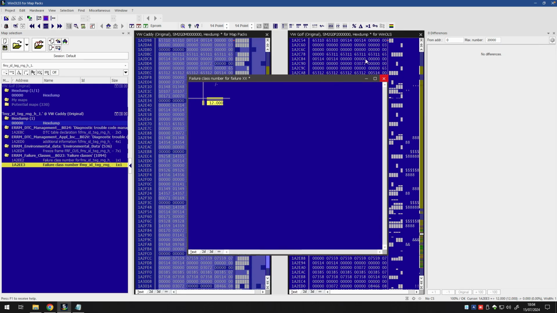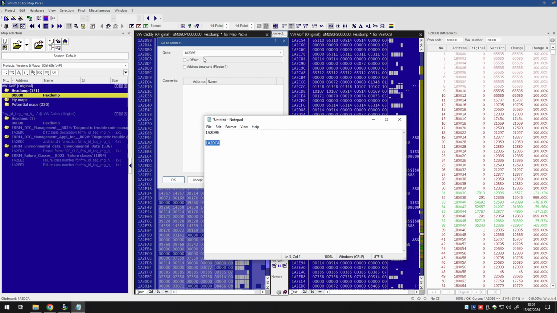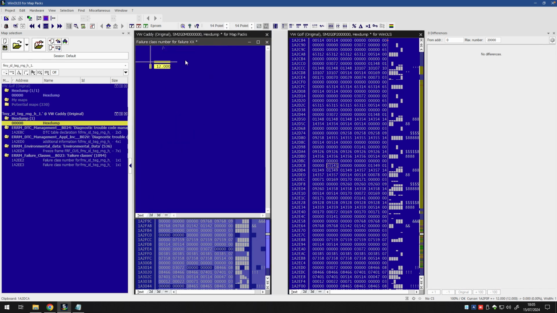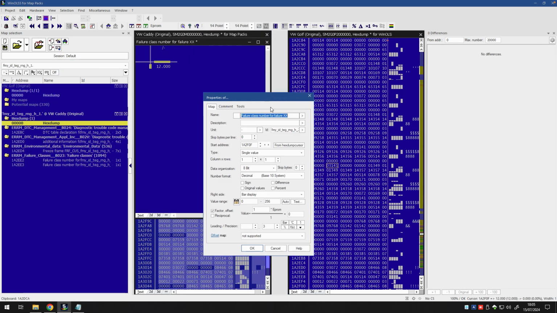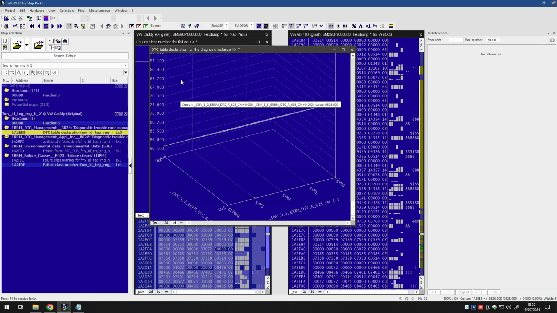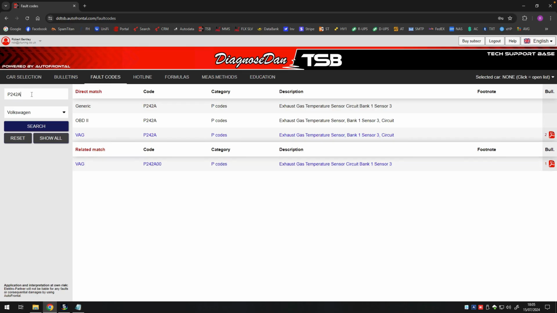And then if we go to the other address, which is that one there, we have this failure class, so another DTC removal. Copy and paste that, have a look at what that is, and that one is P246E. And if we have a look at that again, 246E, exhaust gas temperature sensor circuit bank 1 sensor 4.